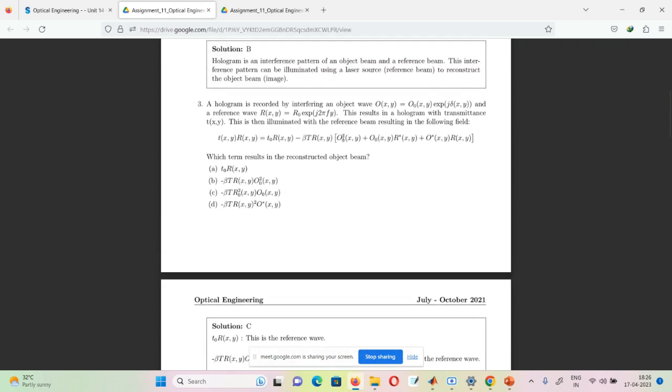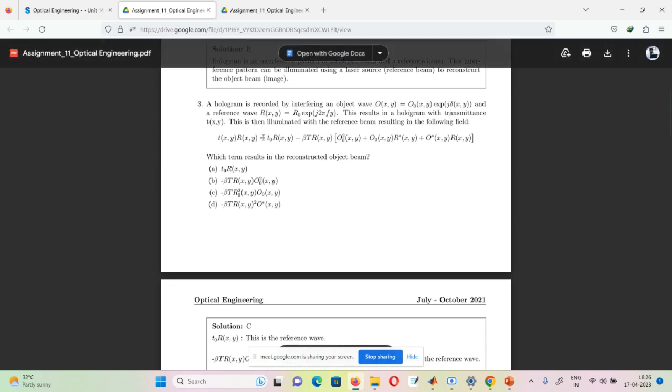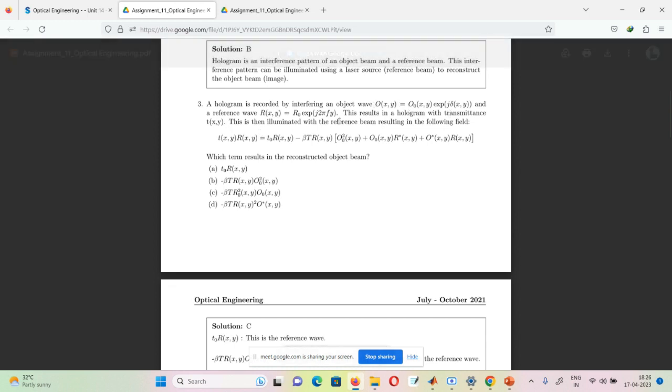You know how this O0 squared plus O0(x,y) R*(x,y) plus O*(x,y) R(x,y) is coming here? This is a complex multiplication of the amplitude of the combined object wave as well as the reference wave. Okay, just tell.